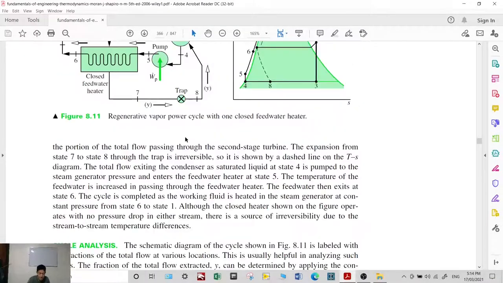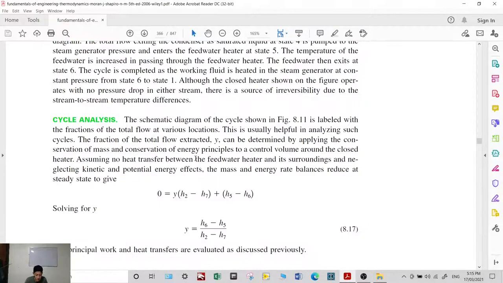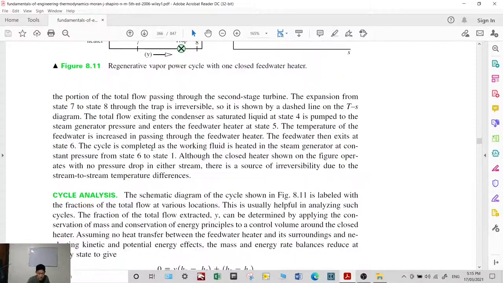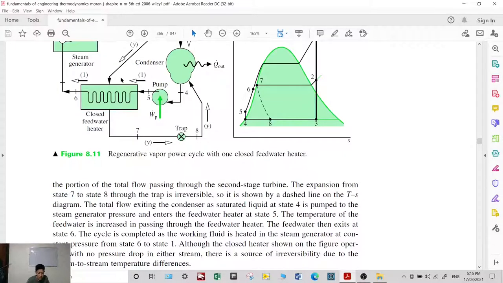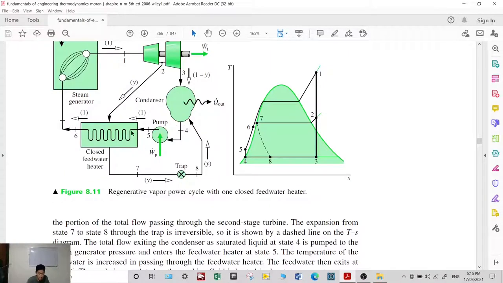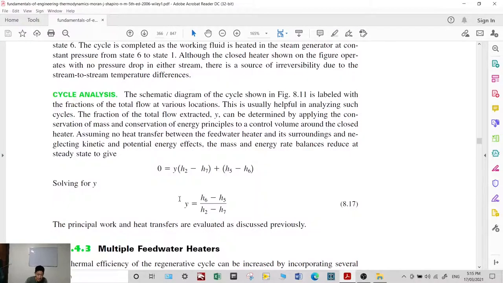Okay, cycle analysis. So dere, apply kag energy balance dere o mass balance. Sa mass balance ni mo, o energy balance, so may importante dere, YH2 minus H7 plus H5 minus H6. Mag-apply ka og energy balance dere. You'll get this equation. Kaya importante man ani nga makuha ni mo is unsa ang value ni Y.